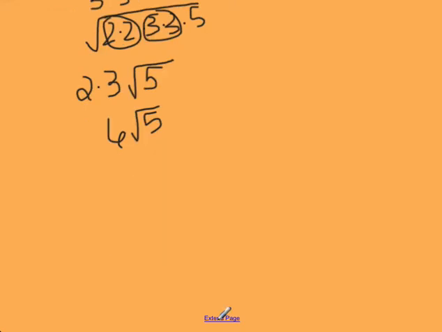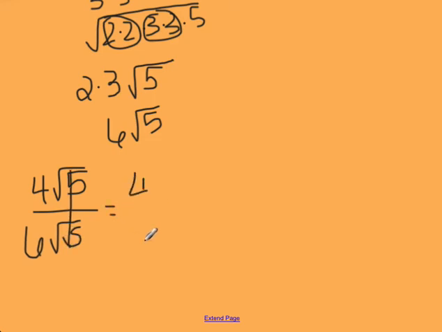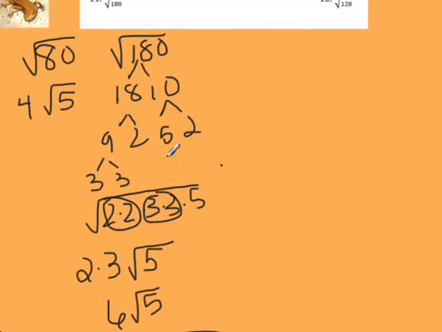So now I can go ahead and write that as a fraction. So I get 4 square root of 5 divided by 6 square root of 5. So my square roots cancel out, and I'm left with 4 over 6. Well, the fraction 4 over 6 can be reduced. They're both divisible by 2, and that's going to give you the fraction 2/3.